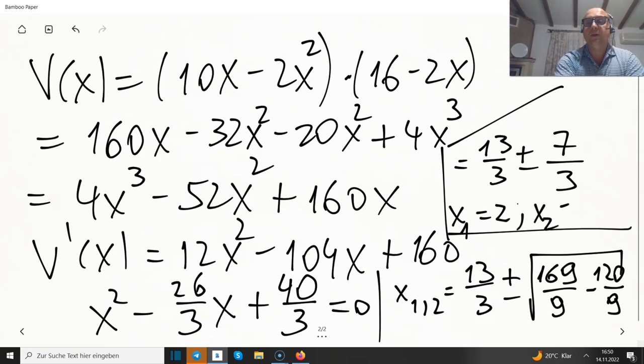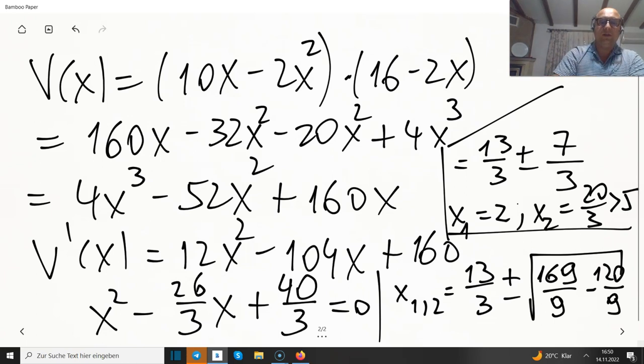And x2 would be 20 thirds, which is, by the way, bigger than 15 thirds. That would be 5. So it's not applicable. We discussed previously it cannot get over 5. So we stick to 2.